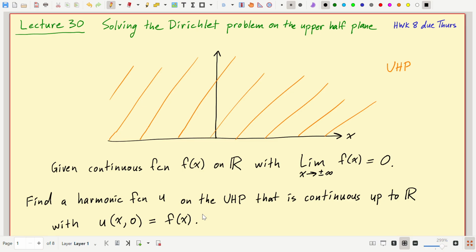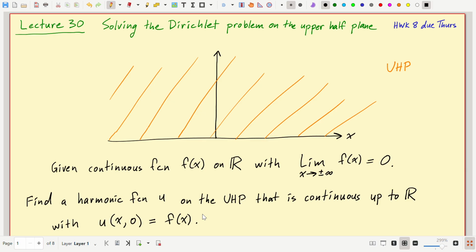Stein likes this example. He has it in a couple of his books in this series of solving the Dirichlet problem on the upper half plane. So we solved the Dirichlet problem on the unit disk, earlier in the semester, using Fourier series. Well, to solve the Dirichlet problem on the upper half plane, the Fourier transform is more amenable to that.